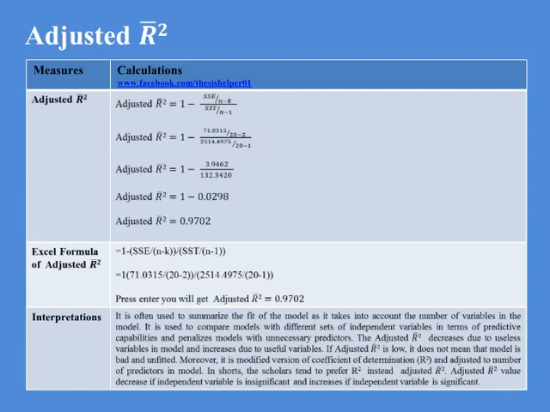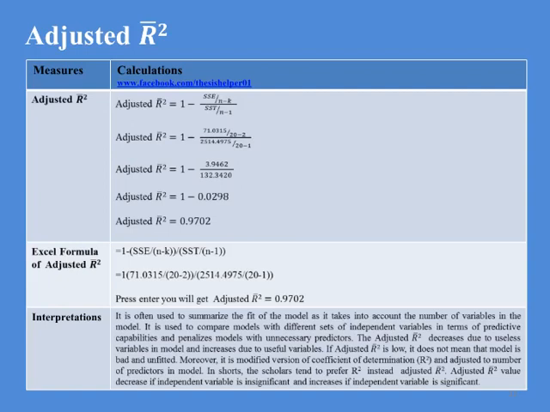Interpretations: it is often used to summarize the fit of the model as it takes into account the number of variables in the model. It is used to compare models with different sets of independent variables in terms of predictive capabilities and penalizes models with unnecessary predictors. The adjusted R bar squared decreases due to useless variables in the model and increases due to useful variables. If adjusted R bar squared is low, it does not mean that the model is bad and unfitted. Moreover, it is a modified version of the coefficient of determination, R squared, adjusted to the number of predictors in the model.